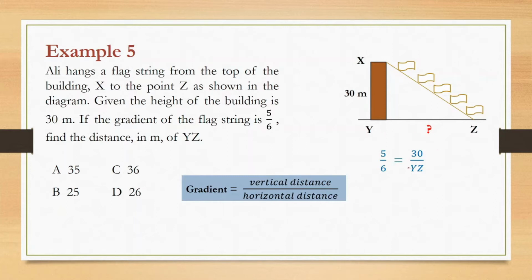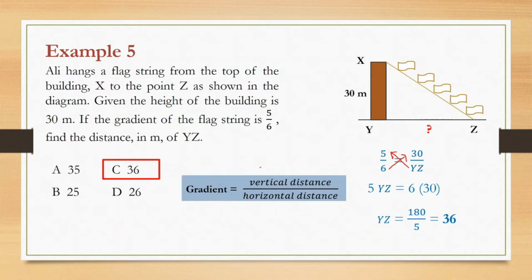Here, you can do a simple cross multiplication. By this, you will get 5YZ equal to 6 times 30, and move the 5 to the right side. You will get YZ equal to 36. The answer is C. So, the only formula that you have to know in this subtopic is this: gradient equal to vertical distance divided by horizontal distance.